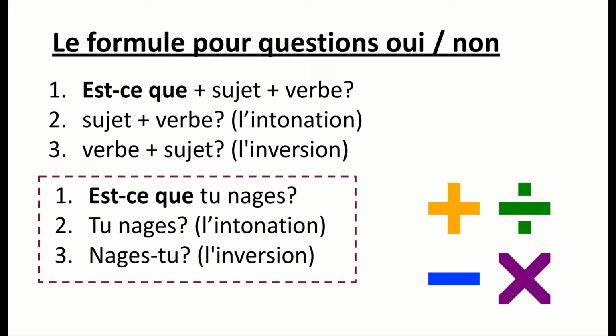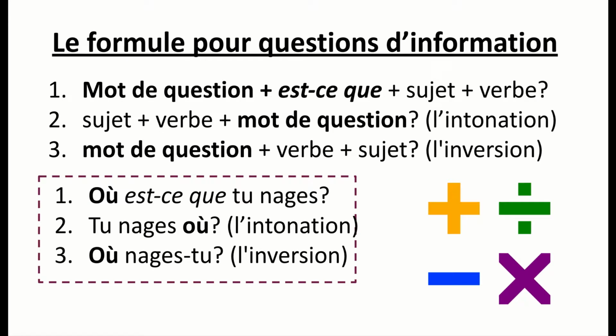Or you could use simple intonation. Tu nages. Tu nages. You can raise the sound of your voice at the end. You swim. Or you could use inversion. Nages-tu? Swim you? Okay, do you swim? So they all mean the same thing. They're all getting at, they want a yes/no answer. Okay.